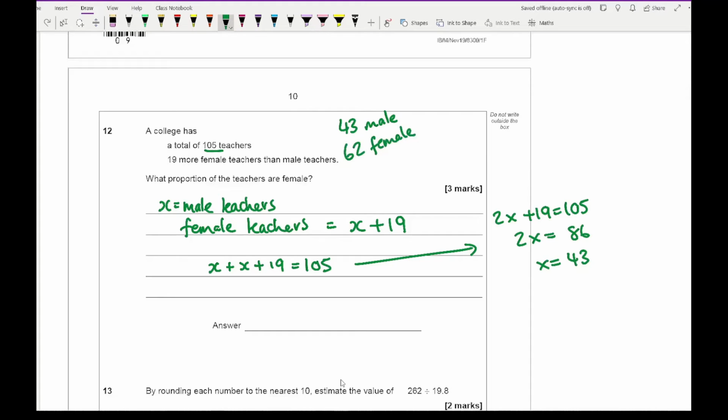So writing the proportion of male teachers, well, that's going to be 43. Oh, the proportion of female teachers, so it's a good job I'm reading the question. It's going to be 62 over 105. And then I just need to check, does that simplify? I'm going to say no.